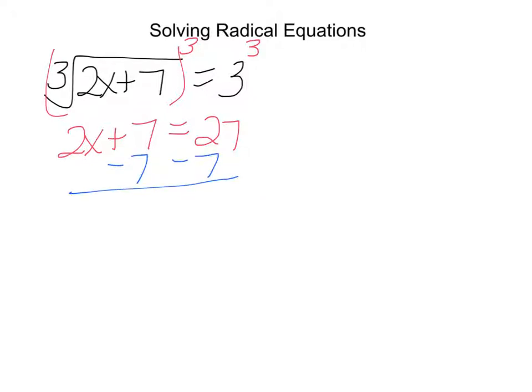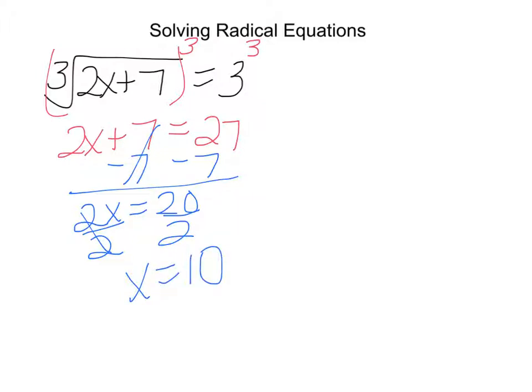We can subtract 7 from both sides to get 2x is now equal to 20. And we can divide both sides by 2. So x is equal to 10.